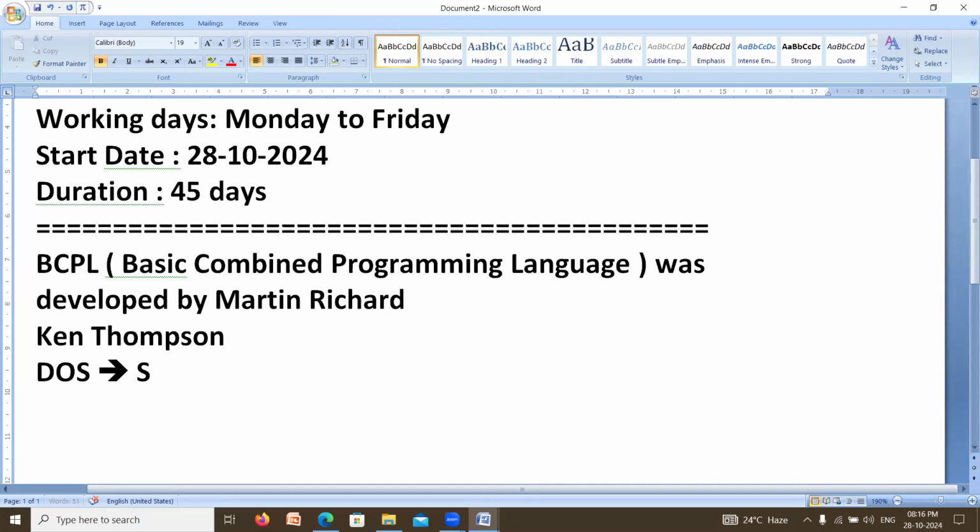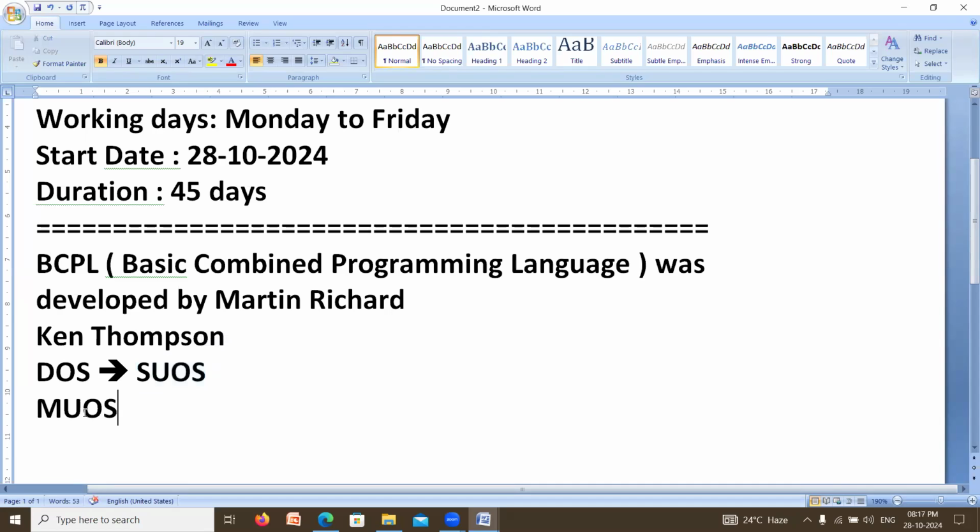Actually, it is called a single user operating system. Single user operating system means it can support only one person at a time. It cannot support multiple persons at a time. So these two persons, Martin Richard and Ken Thompson, wanted to develop a multi-user operating system to use the computer resources very effectively. What is their motto? Their aim is to develop a multi-user operating system.